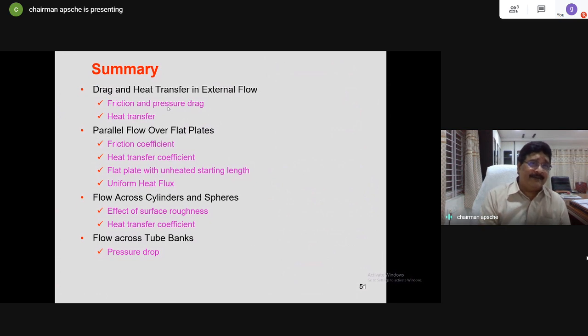What are the derived numbers? Peclet and Stanton number. What is Peclet? Product of Reynolds and Prandtl. What is Stanton? Nusselt divided by Peclet, or Nusselt divided by Reynolds times Prandtl. Okay, so I've shown it there. So over flat plates, across cylinders and spheres, across tube banks, this is what we have discussed.